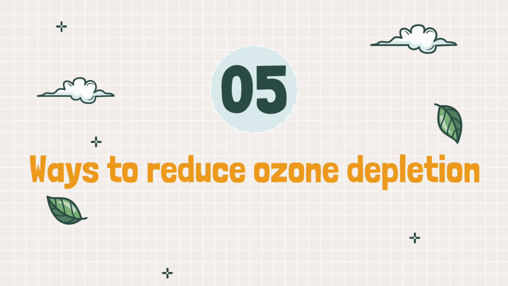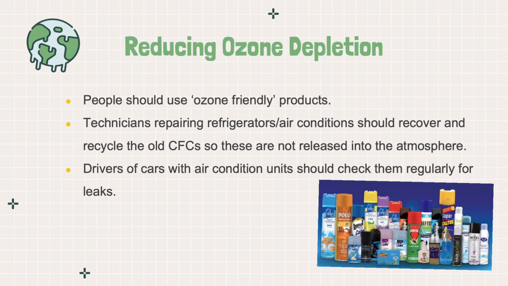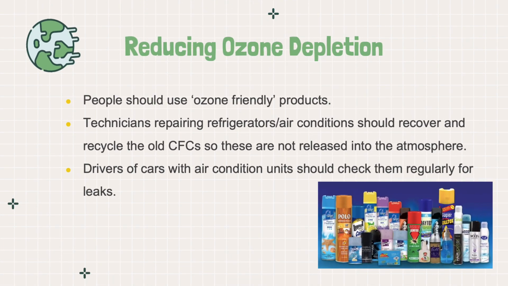But there is always hope. So how do we reduce ozone depletion? We can use ozone-friendly products and regularly check your car for air conditioner leaks. And if you're a technician or know a technician, repair your fridges and your air conditioners so that the CFCs are not released into the atmosphere.